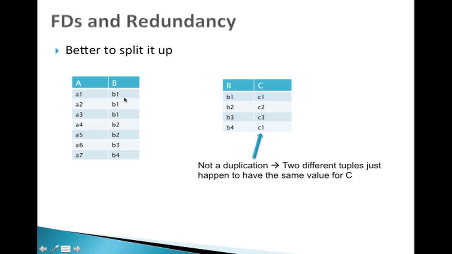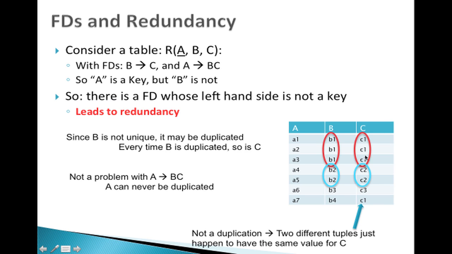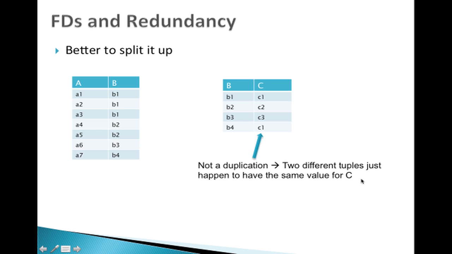Note that this here is not a redundancy. We just happen to have three different A's that have the same value of B. That's not a redundancy. This is redundant information because we already know that B implies C, which means that if we know the value of B for a tuple, we know the value of C. So there is no reason for us to store it multiple times, which is what's happening here and here. And that redundancy goes away once we come to this.